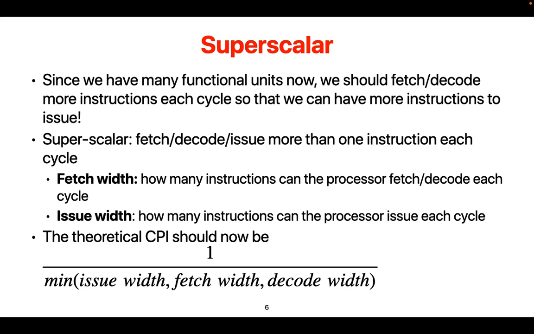And with superscalar, you can imagine the theoretical CPI that you can get is 1 over the minimum of your issue width, fetch width, and decode width. So in theory, if you have a two-issue pipeline with the ability to decode or fetch two instructions at the same time, the theoretical CPI is now 1 over 2, which is 0.5.